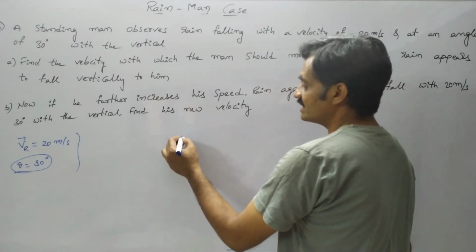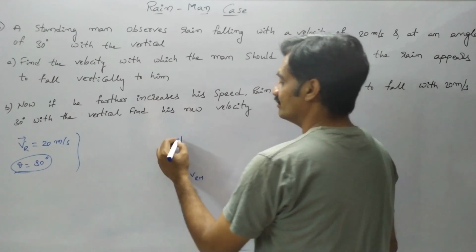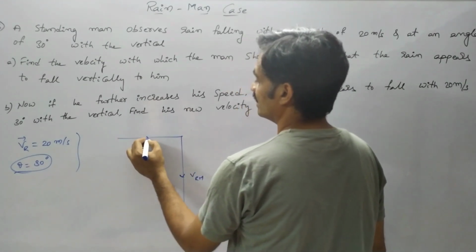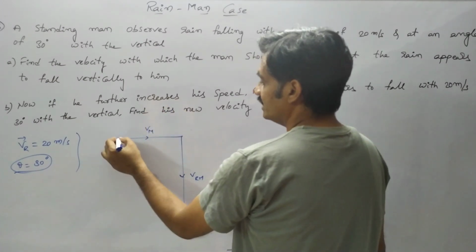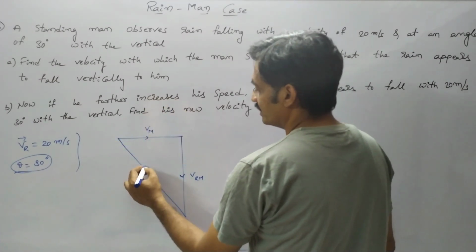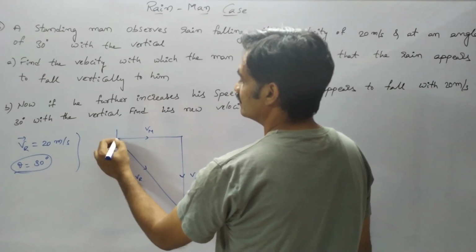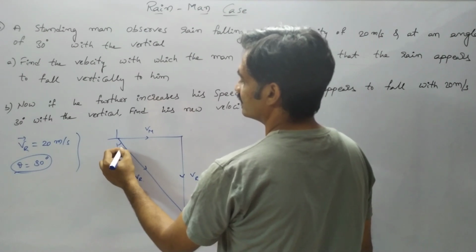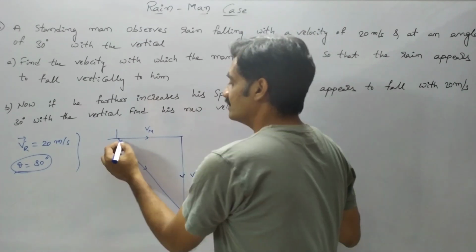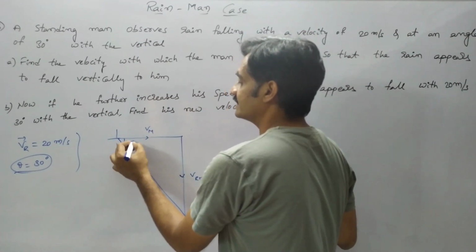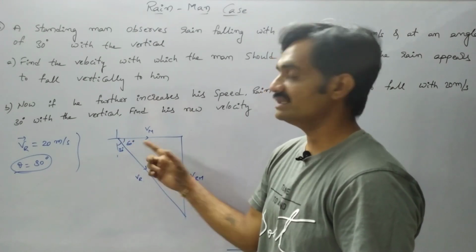So the rain has to appear falling vertically to the moving man, where the man is moving with a velocity of v suffix m. Now it represents the velocity of the rain in the opposite direction, and with respect to vertical it makes an angle of 30 degrees. Since this is a right angle, we have 60 degrees, because 90 minus 30 is 60.